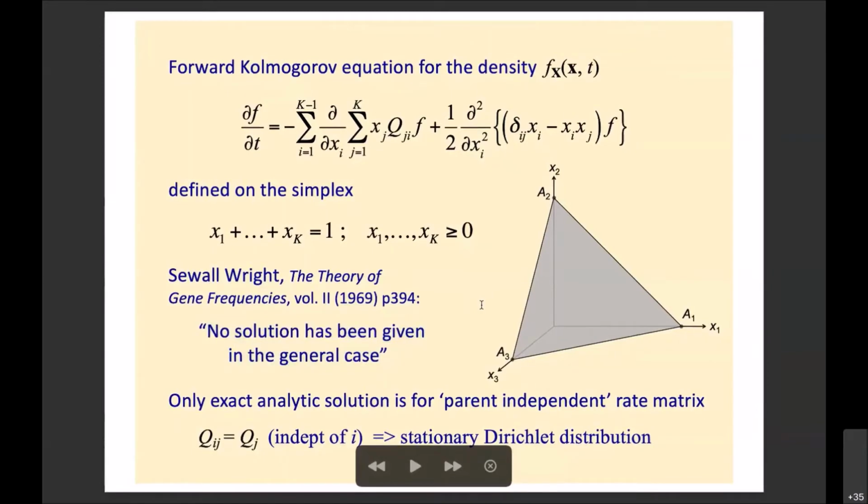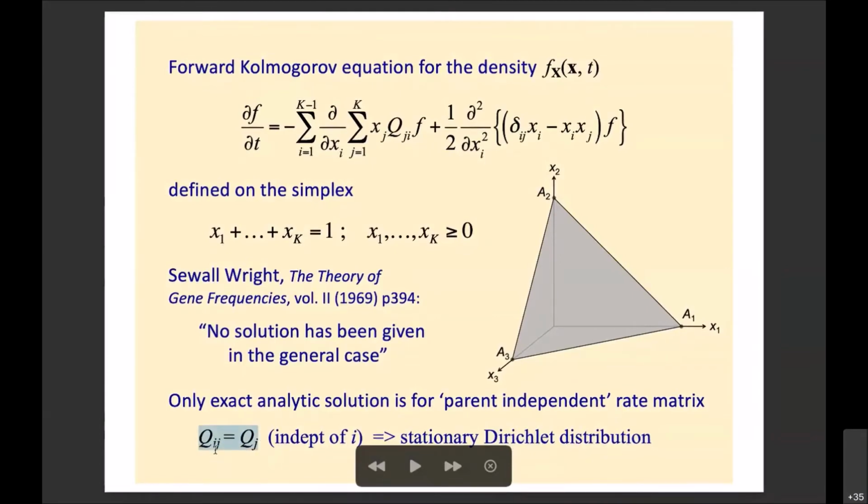Not quite true. If you choose your mutation rate matrix, the Q's here, to be of a very special form, then it turns out you can solve this, and you get a particular generalization of the beta distribution called a Dirichlet distribution. If you know the beta distribution, you may have come across the Dirichlet distribution as well. It's defined on a simplex, and it's a nice generalization of the formula for the beta distribution.